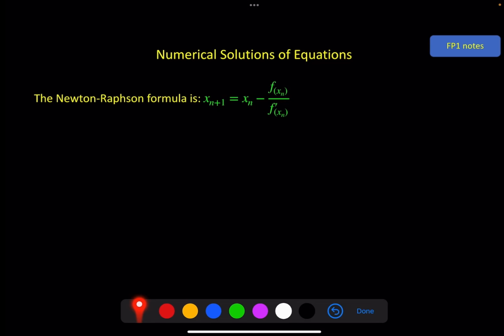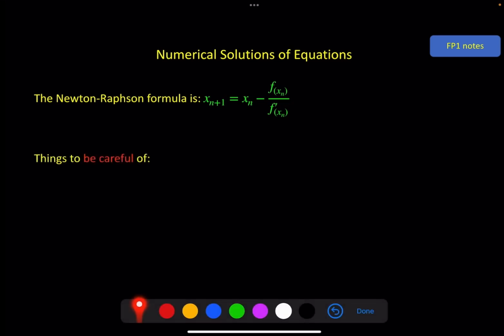So here is the Newton-Raphson formula in its iterative form. The next approximation is equal to the current approximation minus the function evaluated at the current approximation divided by the derivative of the function evaluated at the current approximation. And as with the other methods, you just keep doing it until you get the required accuracy.